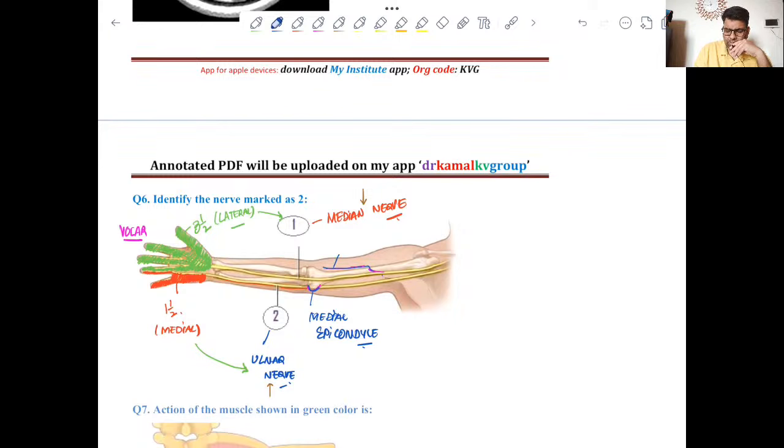Right? So this is radial nerve on the lateral side. Medial is ulnar nerve, in the front is median nerve. Yes, Shanavaz bhai, you are absolutely right.